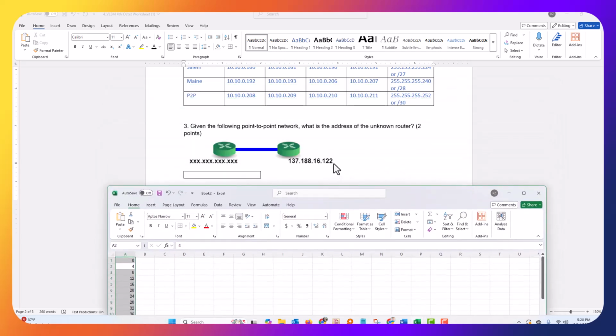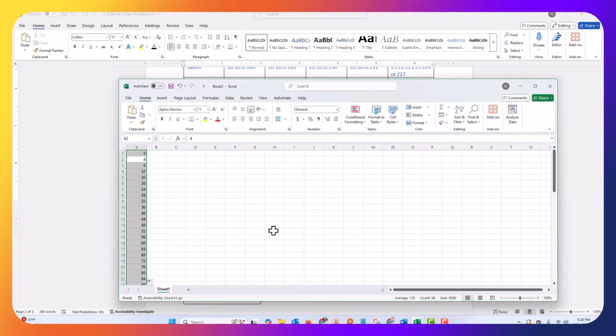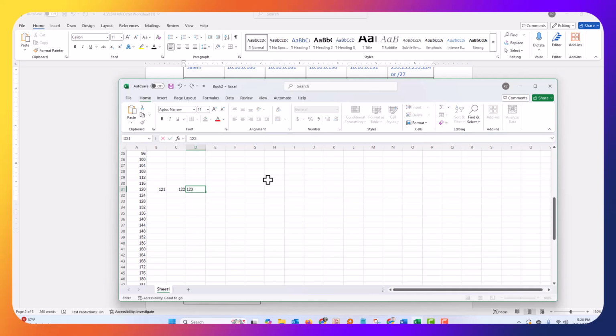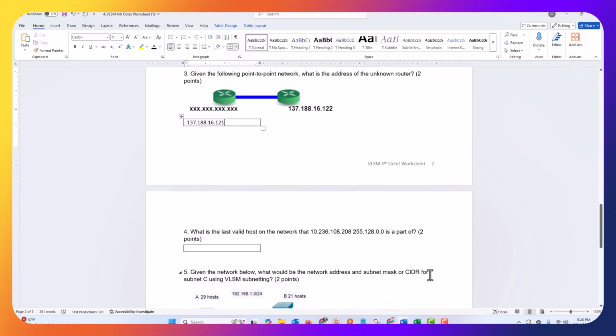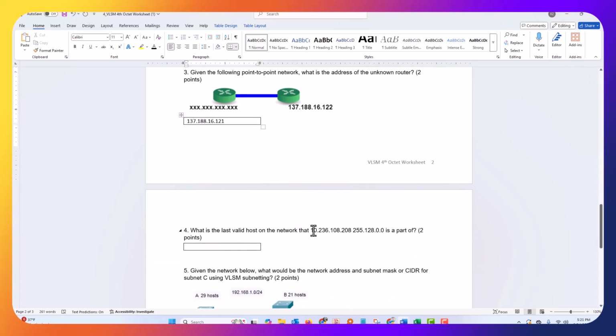I see that 122 is going to be one of the addresses. So 122, that puts me in this one. If this is the network address, then 121 would be the next one, 122 would be the next one, and the broadcast address would be the 123. So that tells me that 121 and 122 are going to be the two addresses in that. So I've got the 122, so this is going to be the 121. 137.188.16.121.